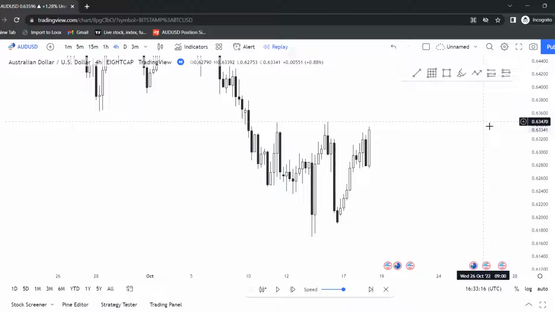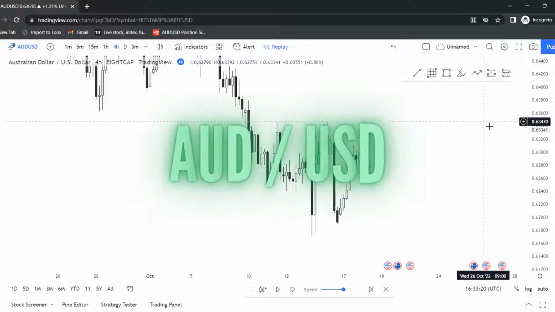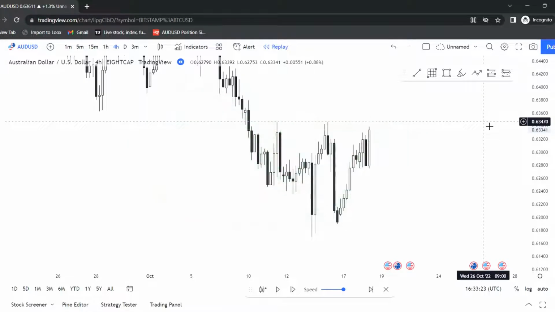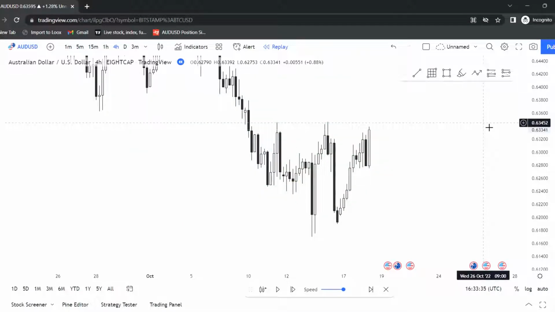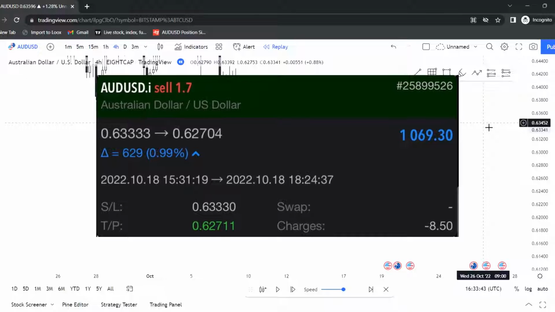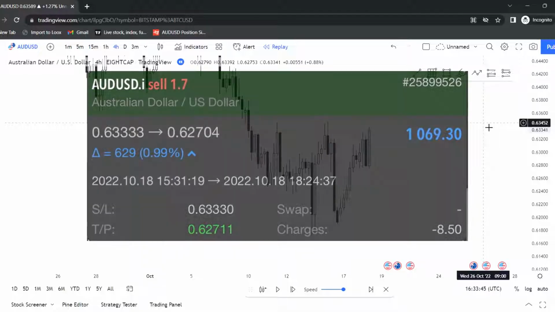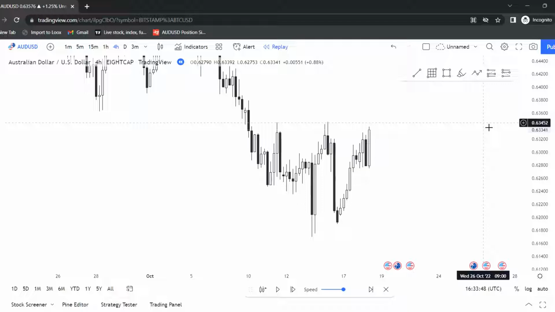Today I'll be recording a breakdown of a trade I took on the Australian dollar against the US dollar. This was a trade I took on the 18th of October 2022, on Tuesday, and this was a short that resulted in a 4-hour trade and a 1k profit on my account. As always, I'm just going to post a screenshot that actually shows that I did take the trade. And without any further delay, let's get started.